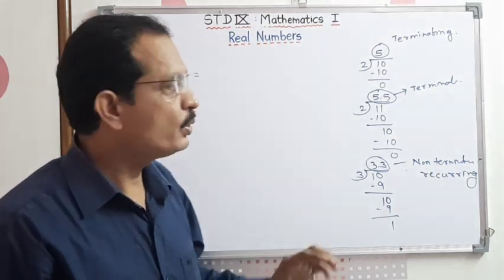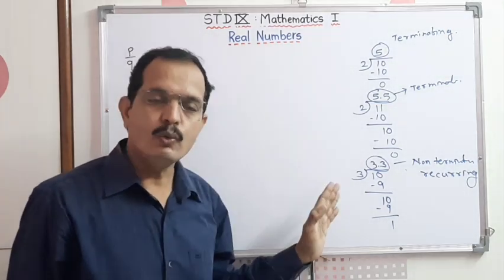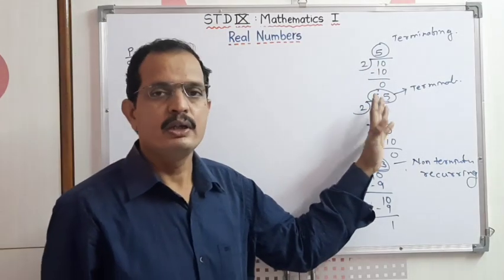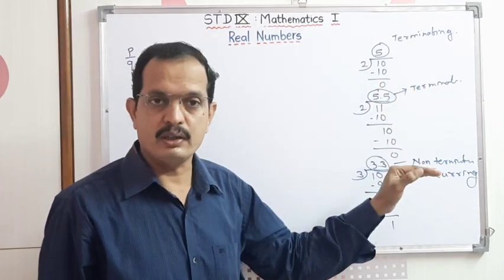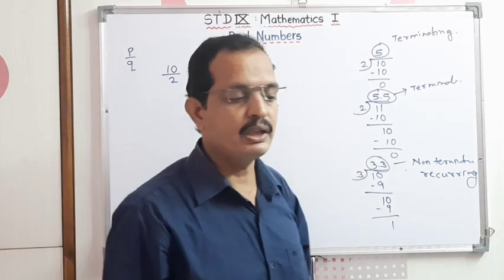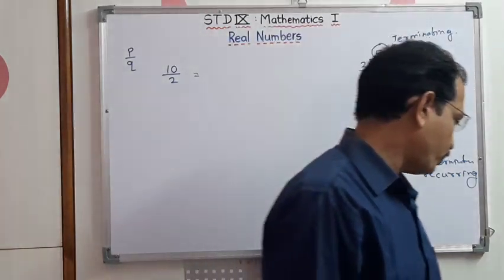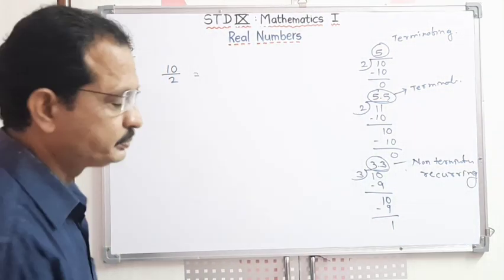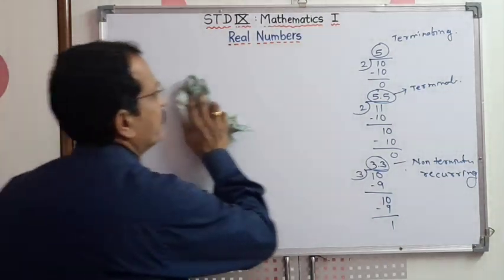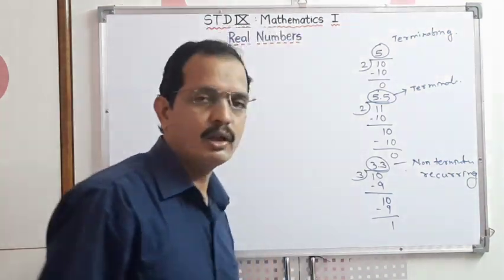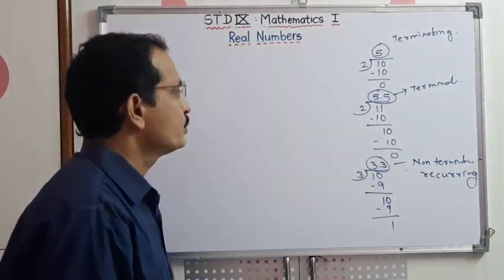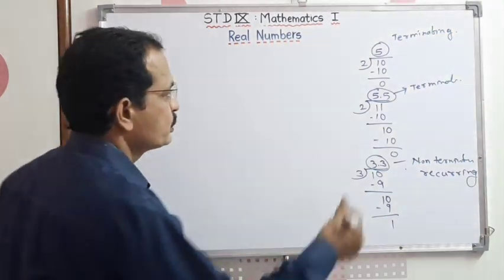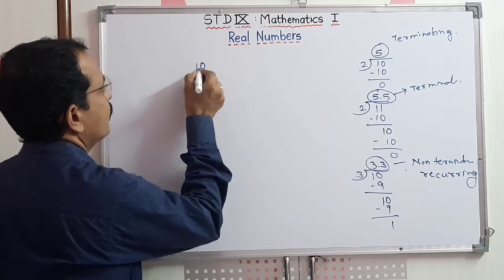Now without doing the division process, how will we come to know whether the decimal form is terminating or non-terminating? For that purpose, one property is there, and by using that property we have to decide whether the given p upon q form is a terminating or non-terminating type. For that purpose we have to see the denominator of the given number. Suppose in the first sum, that is 10 upon 2.